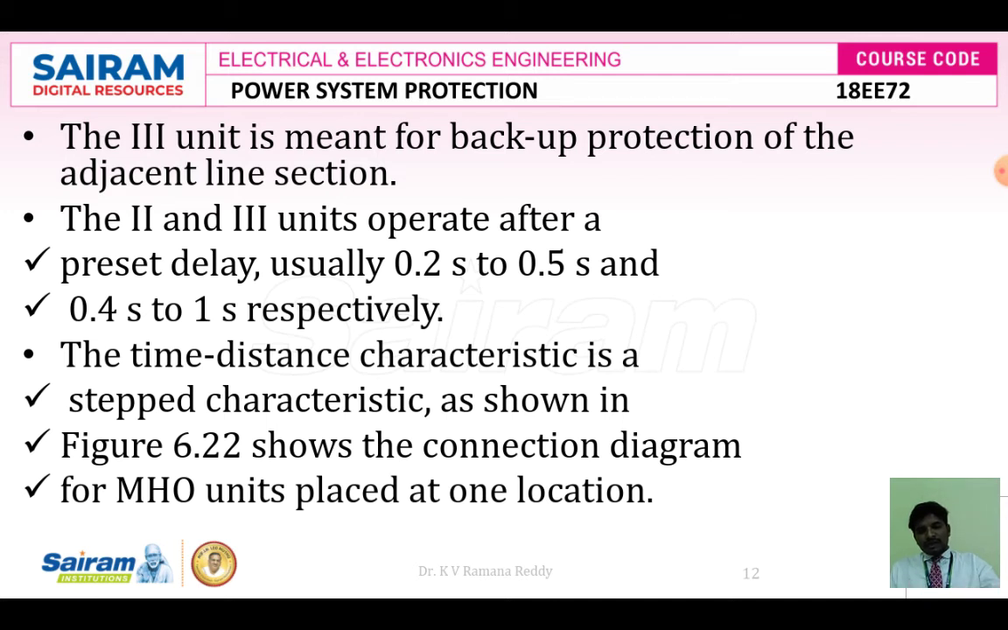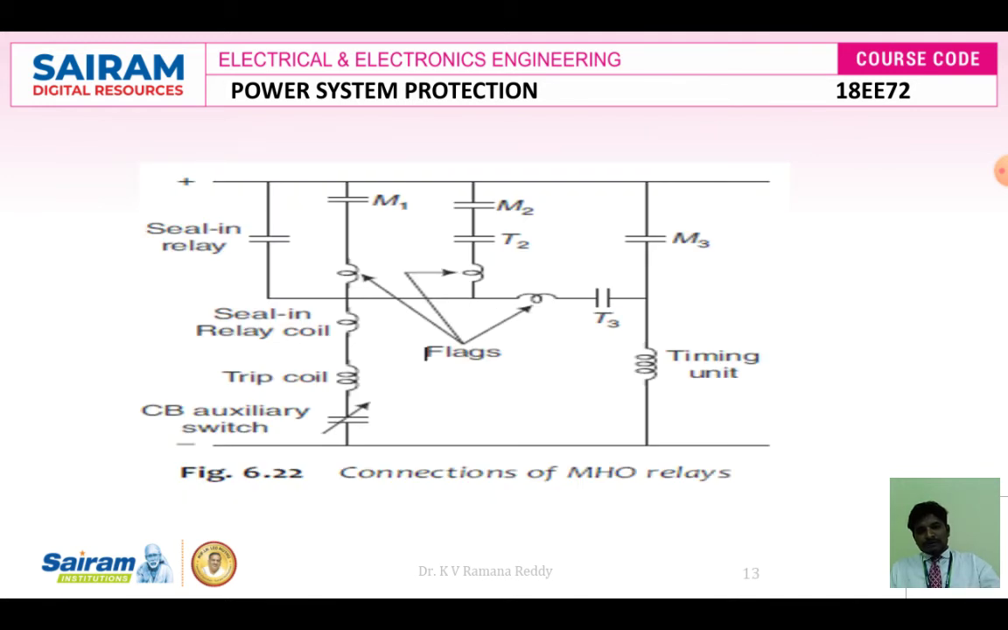And the delay time which is used for mode 2 and mode 3 operations is 0.2 to 0.5 seconds, and 0.4 seconds to 1 second can also be used. The time-distance characteristic is a stepped characteristic as shown in the figure, and the Mho value should differ from mode 1 to mode 2, and mode 2 to mode 3 operation. So here in this relay I am showing the coils which are called flag coils. The purpose of using the flag coils is to make the delay of operation.